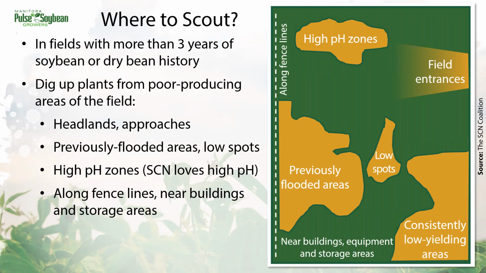Previously flooded areas and low spots coming in with soil movement with water, that's another spot to look. SCN also likes high pH, so checking those zones of the field. And then you can also look along fence lines and near buildings or storage areas. Another place to check since that's where birds will land and leave soil behind.